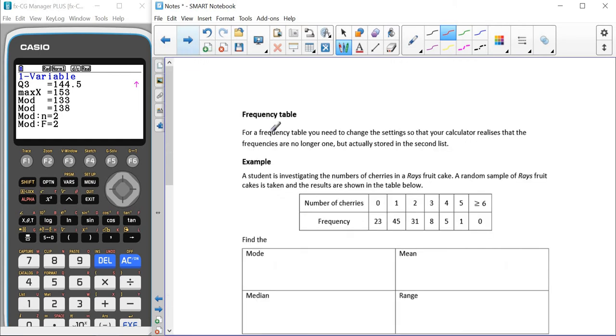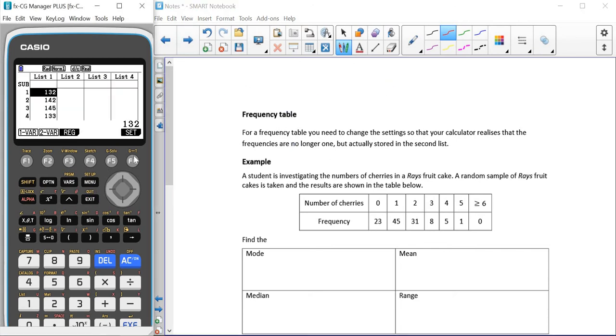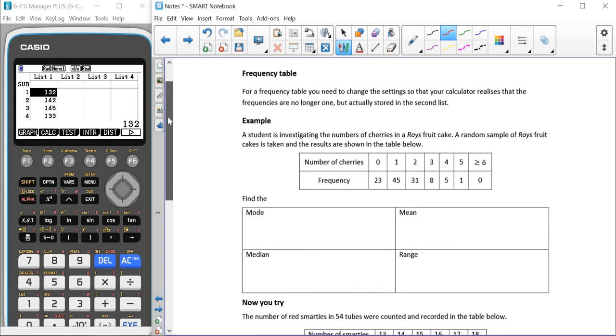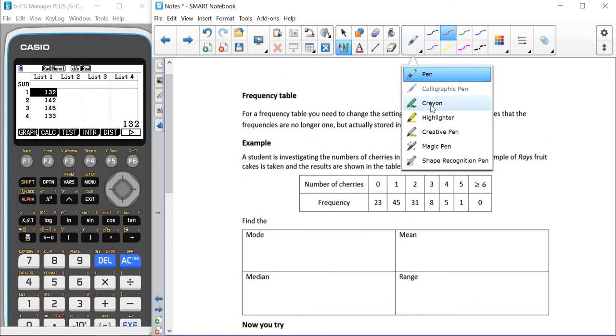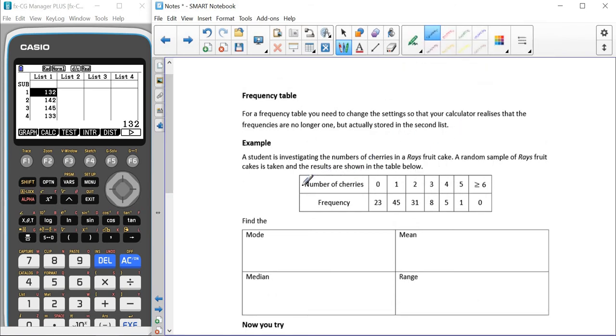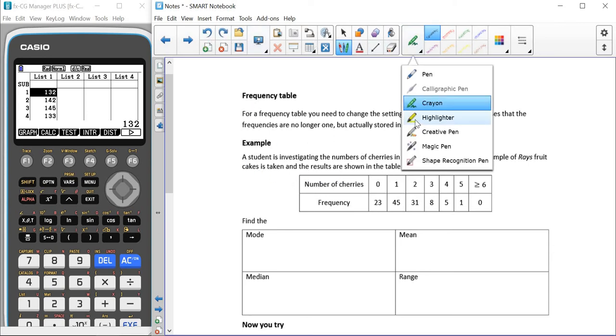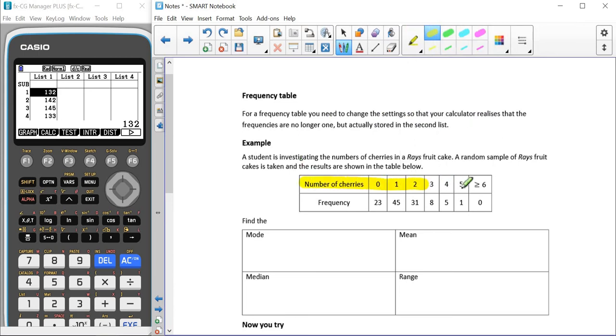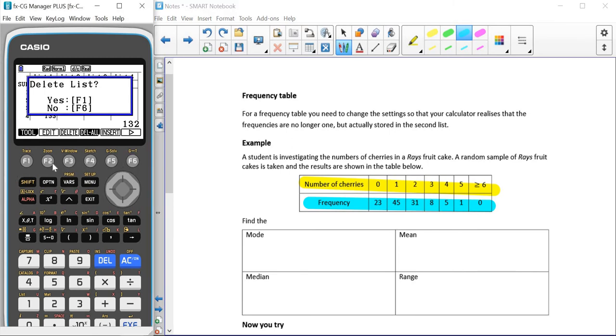So now we're going to have a look at how we would figure this out for frequency tables. So that first one was just having a look at a list of data. Now we're going to have a look at how we do it for a frequency table. So this time when we're entering our data, we're going to put the number of occurrences, in this case the number of cherries, into list 1, and we're going to be putting our frequencies into list 2. So this time we are going to have numbers in the first two columns. Again, you can quickly delete all by going across to the delete all function.